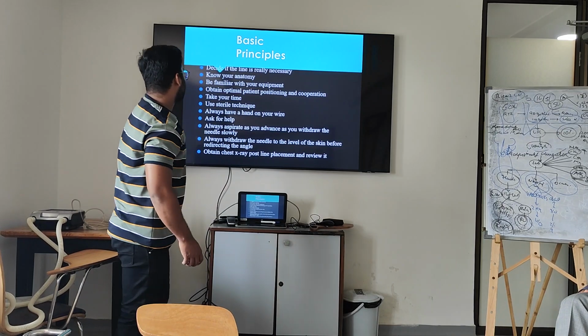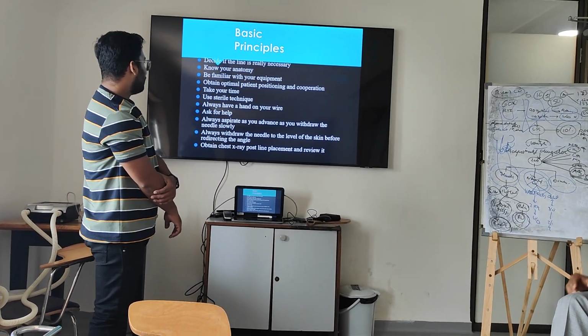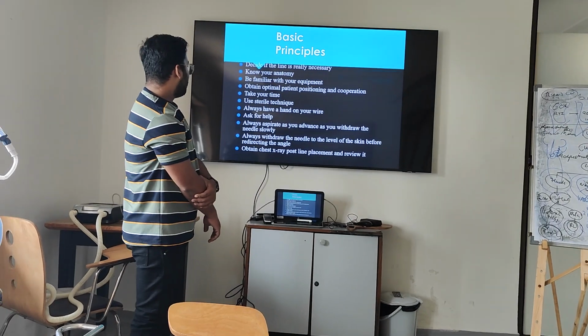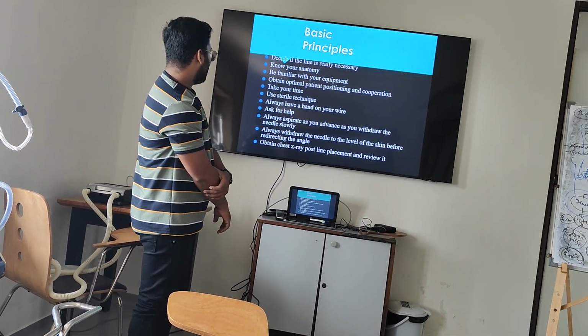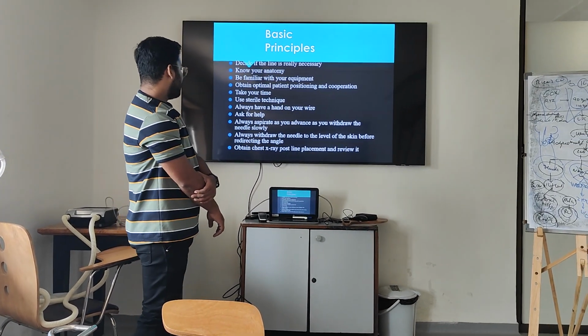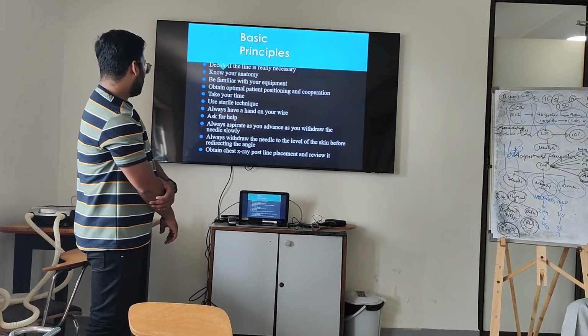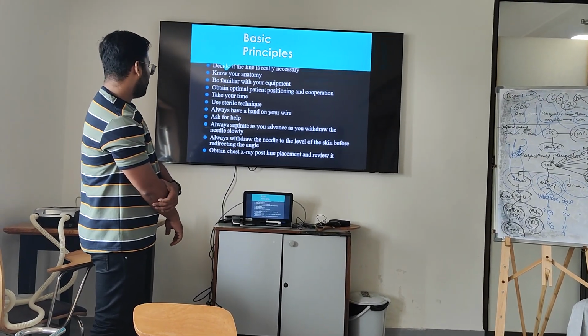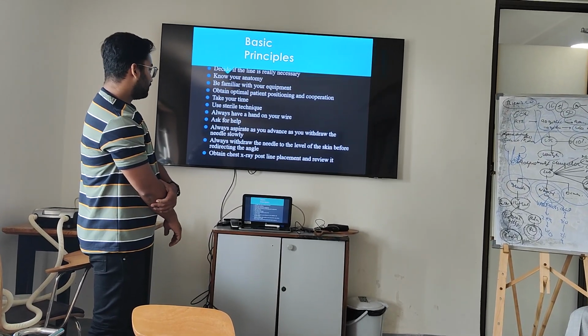Basic principles. Decide if the line is really necessary. Know your anatomy. Be familiar with your equipment. Obtain optimal patient positioning and cooperation. Take your time. Use an aseptic technique. Always have a hand on your wire. Ask for help. Always aspirate as you advance and as you withdraw the needle slowly. Always withdraw the needle to the level of the skin before redirecting the angle. Obtain a chest X-ray post placement, and CVP.